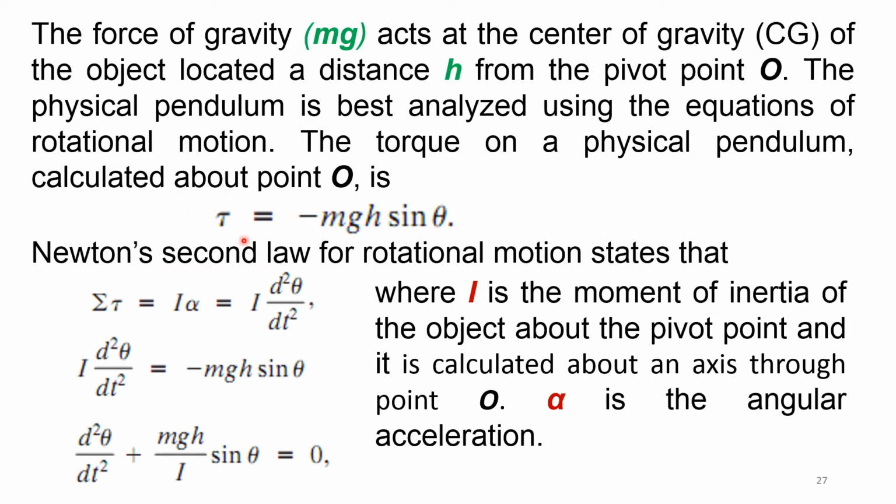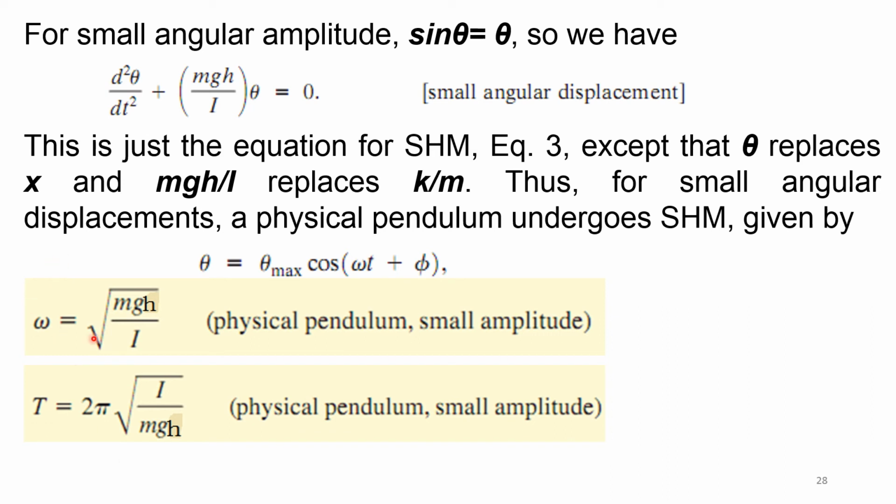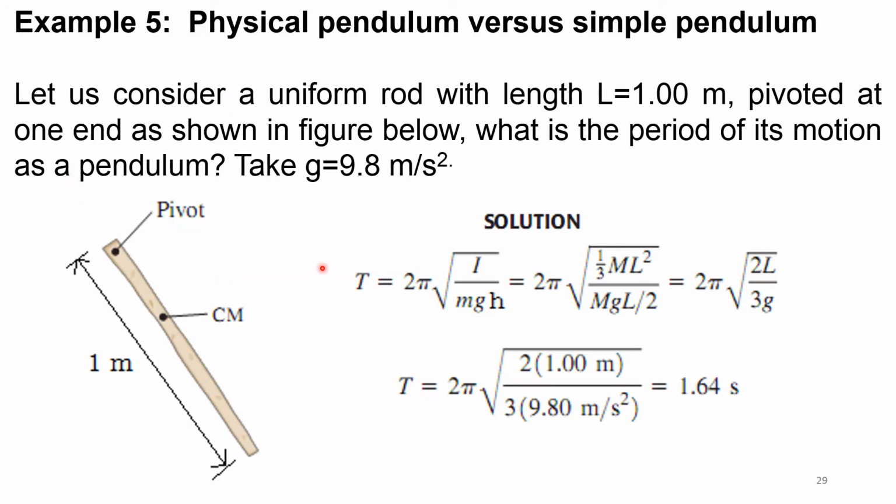And then the torque, which is the cause of motion, is equal to minus mgh sin theta, where we obtain the equation of motion for a physical pendulum given by this equation. And then the angular frequency for a physical pendulum is equal to the square root of mgh over I. I is the moment of inertia, m is mass, g is acceleration due to gravity, h is the height at which the pendulum is, and then the period is equal to 2 pi over omega, which equals 2 pi times the square root of I over mgh. And here we have an example of calculation.